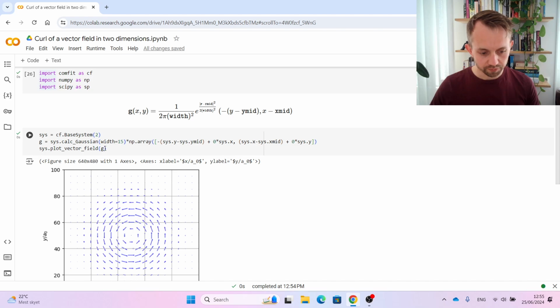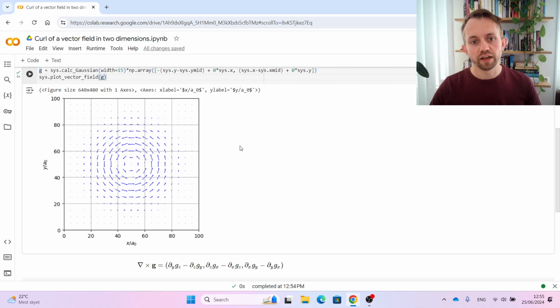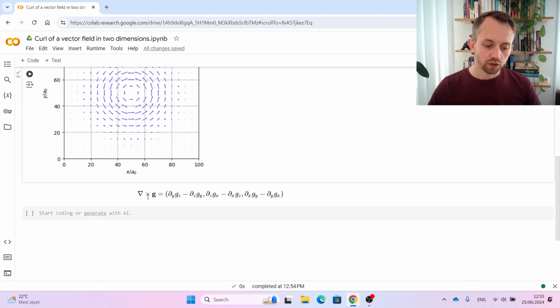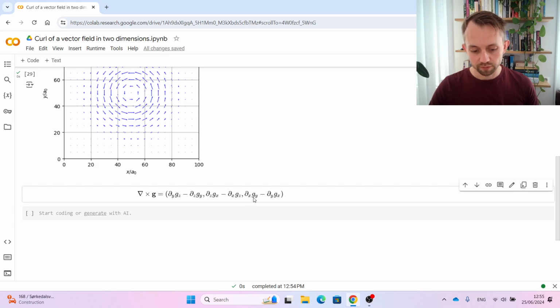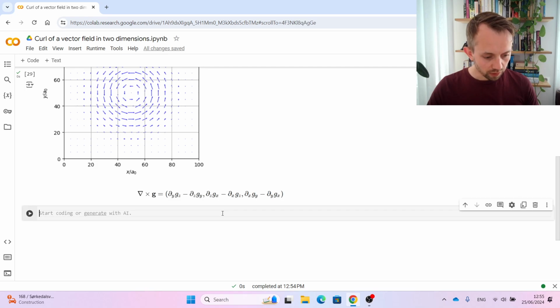Now, to calculate the curl of that vector field, we need to know what the curl is. The definition of the curl is something that exists in 3 dimensions, really, and it has 3 components: the x, y, and z component, where you have the derivative of gz, the z component, with respect to y, the derivative of the y component with respect to z, and so forth. It's just that now, since we have a 2-dimensional vector field, gz is just 0, and it doesn't make sense to differentiate with respect to the z variable. So the only component of this curl that is interesting is the third component, which is the derivative of the y component with respect to x, minus the derivative of the x component with respect to y. So let's start calculating those.